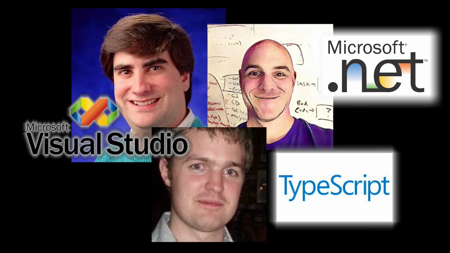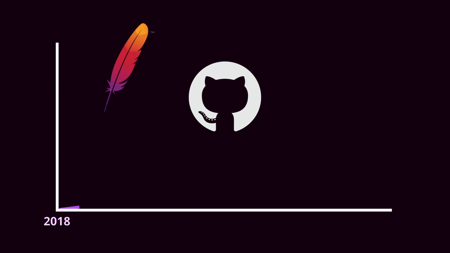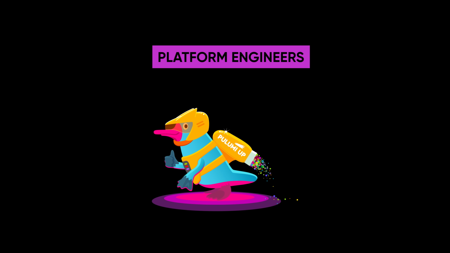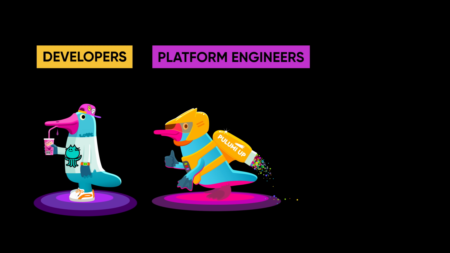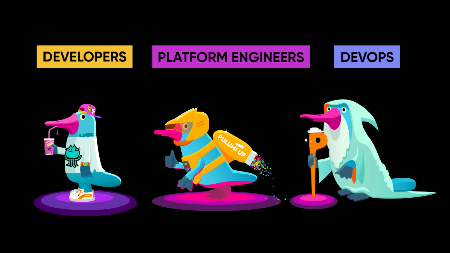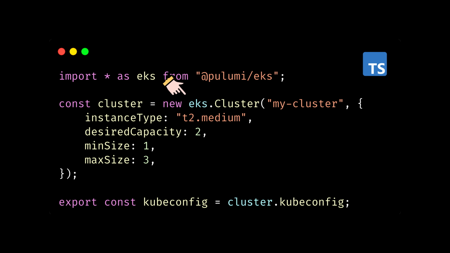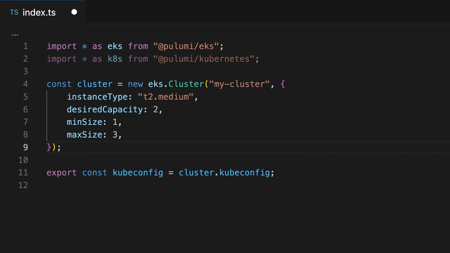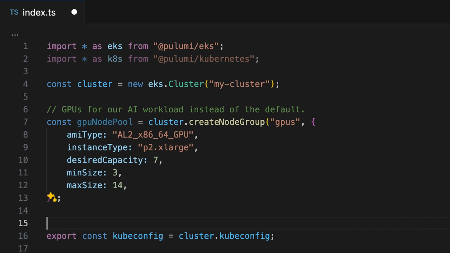Pulumi was built by the creators of Visual Studio, .NET, and TypeScript, and open sourced in 2018 for other engineers building cloud software. That includes platform team engineers, developers building backend services, DevOps engineers, and everyone in between. You declare cloud resources in code, and Pulumi takes care of the rest. This works for day one provisioning, as well as evolving your infrastructure state over time.